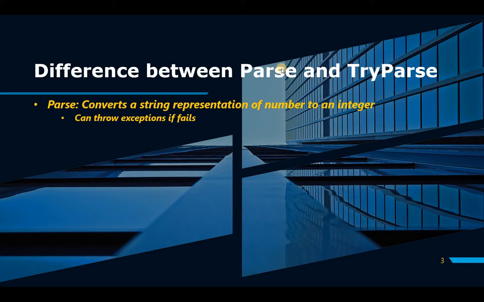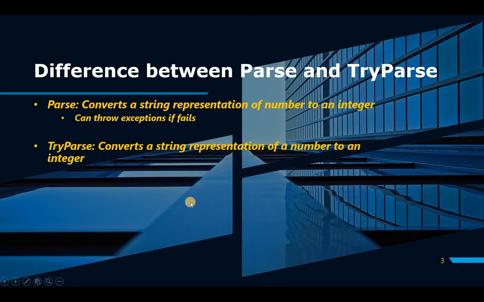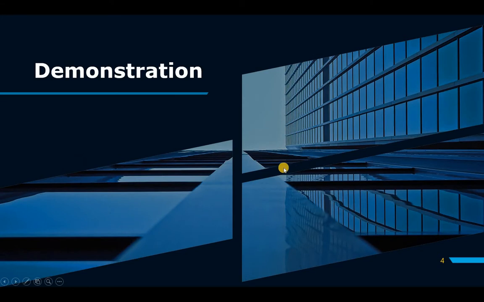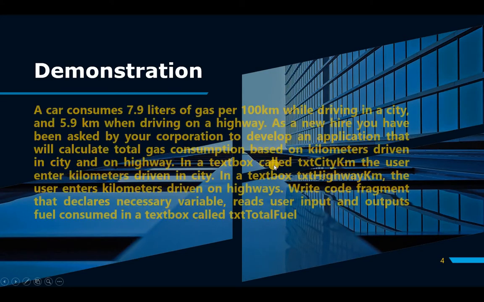Now, this is where TryParse comes in. TryParse does exactly the same thing as what parse is doing. It converts a string representation of a number to an integer, but the advantage with TryParse is that if it cannot convert the string representation to a number, it is not going to throw an exception. The program is going to continue. So let's look at an example, a real life coding example.